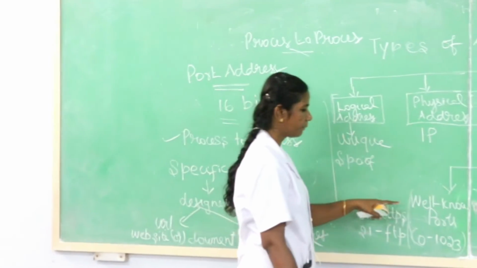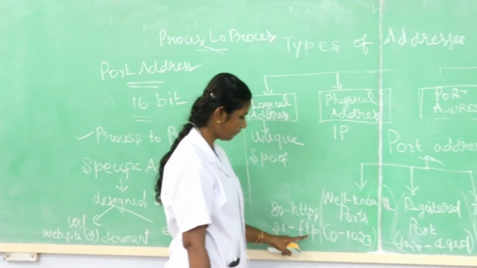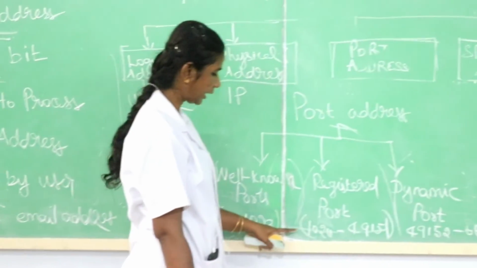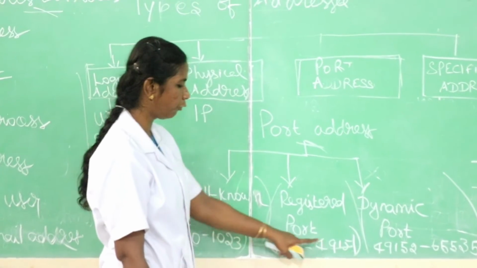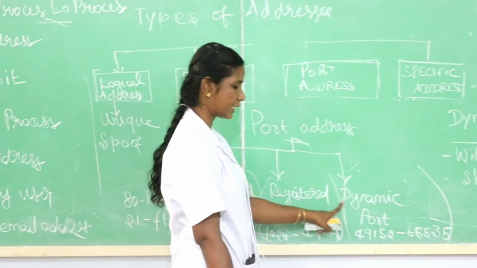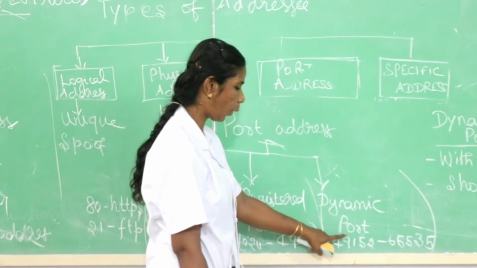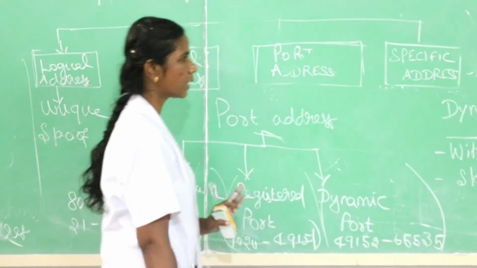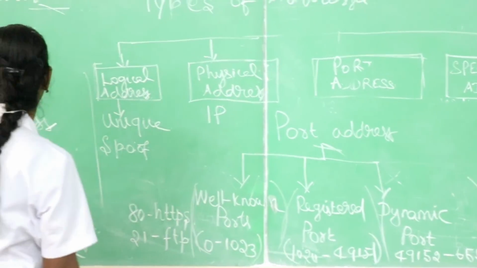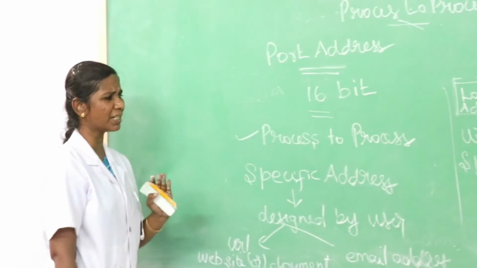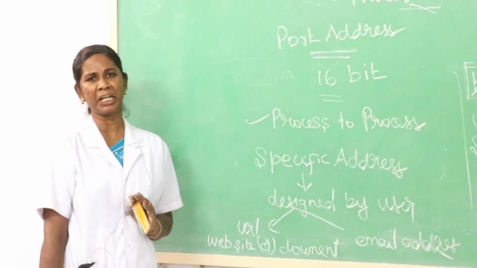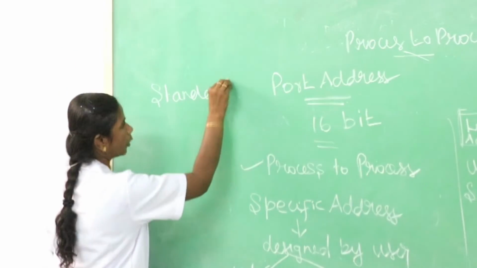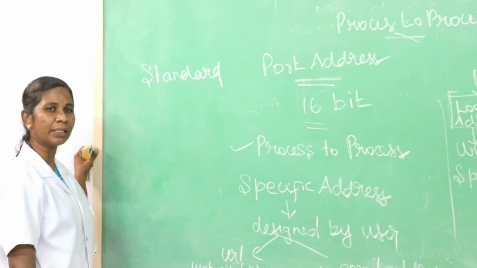Coming over here, the well-known ports range from 0 to 1023. Coming over to the registered ports, they vary from 1024 to 49151, and the last one, dynamic ports, 49152 to 65,535. Let me discuss one by one. Let me start with the well-known port. So what is the necessity of the well-known port? That means it is for standard protocols and particular types of applications.